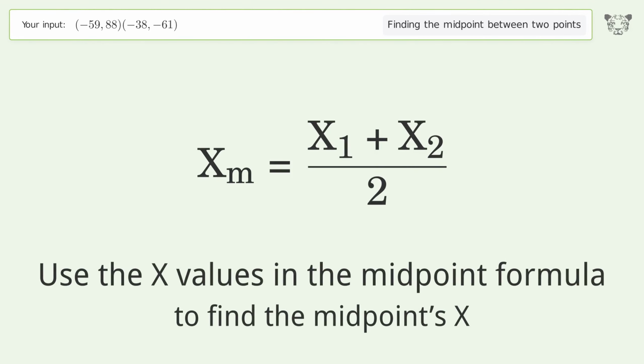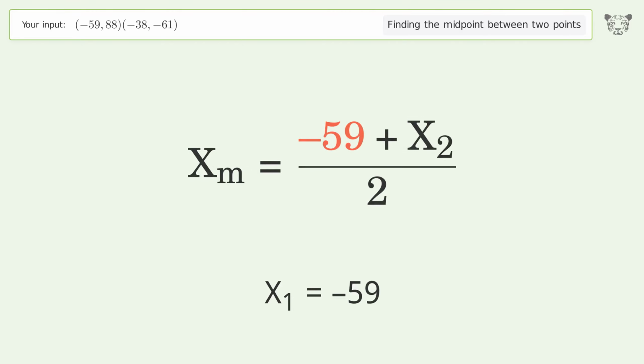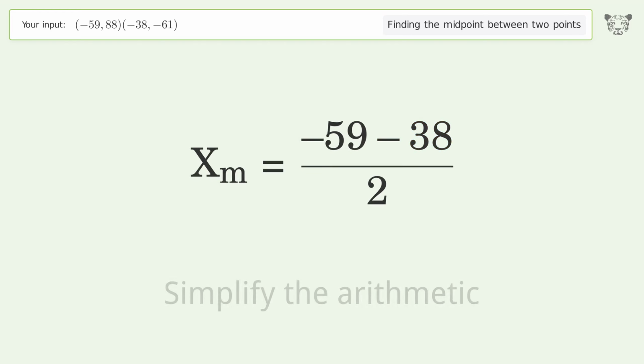Use the x values in the midpoint formula to find the midpoint's x. x1 equals negative 59. x2 equals negative 38. Simplify the arithmetic.